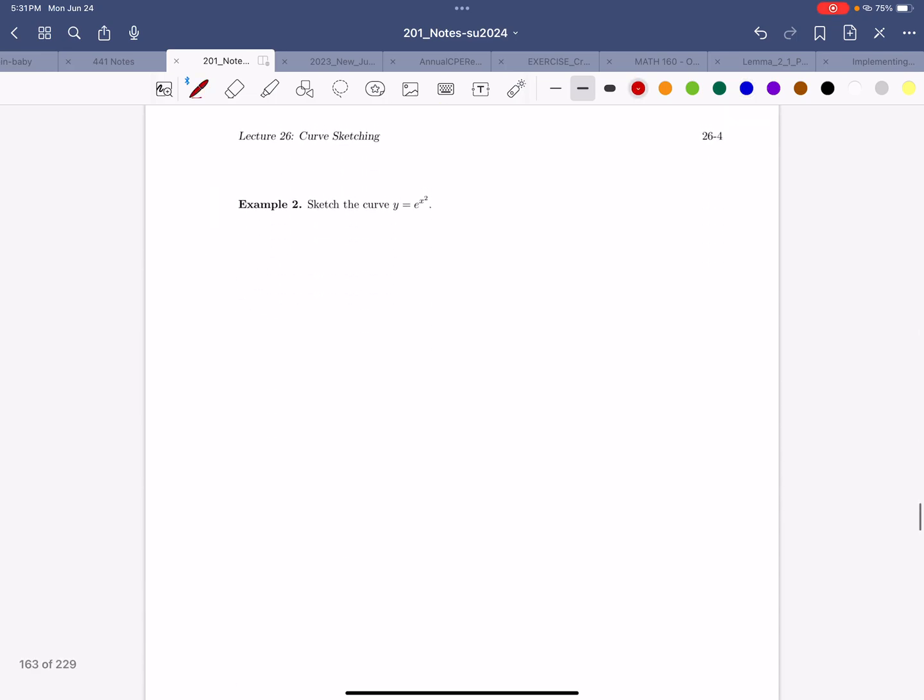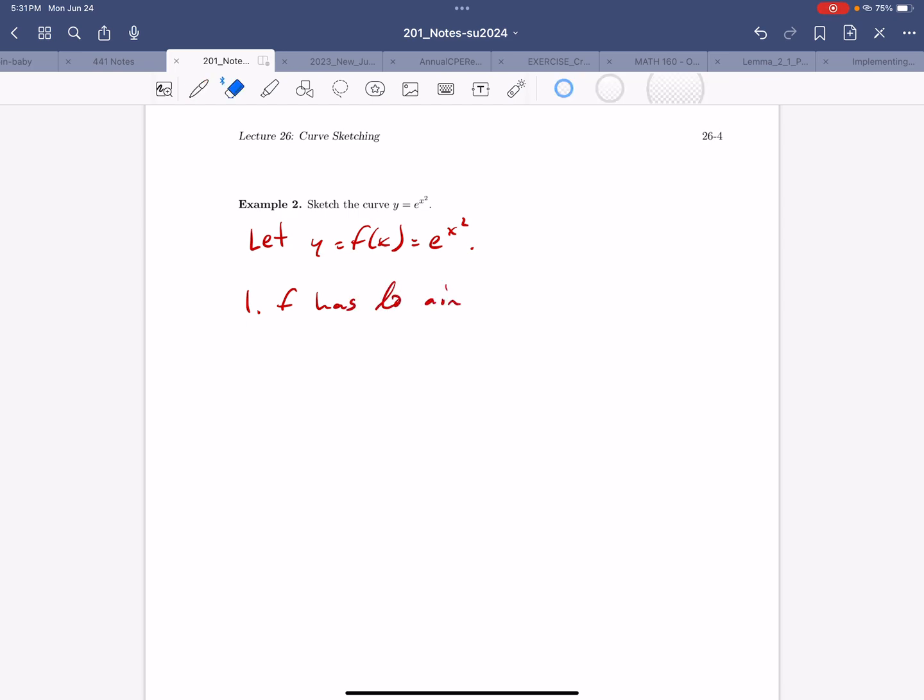Let's look at another problem. Sketch the curve y equals e to the x squared. Another example. Before we do step 1, let's say y equals f of x equals e to the x squared, so that if I talk about f, we know what I'm talking about. Step 1, f has domain negative infinity to infinity, or you could write R, all real numbers. Okay, done.